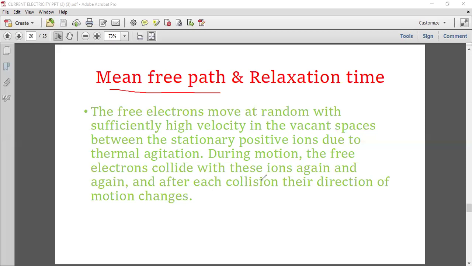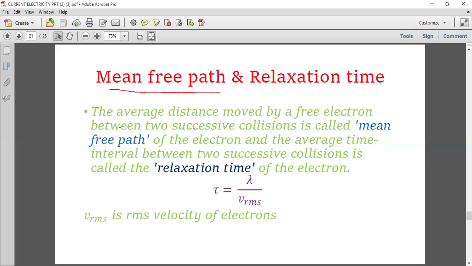During motion, the free electrons collide with these ions again and again, and after each collision, their direction of motion changes. उनकी direction of motion क्या हो जाती है? Change हो जाती है. The average distance moved by the free electron between two successive collisions is called the mean free path. इसका free path क्या है? It is the distance traveled by a free electron in between two successive collisions.